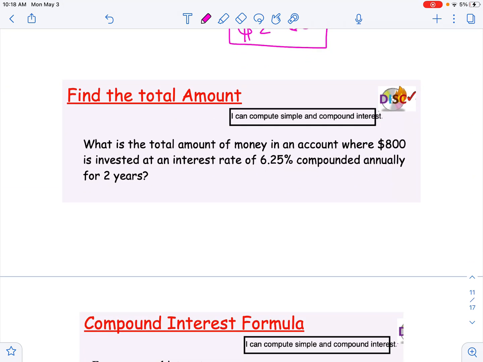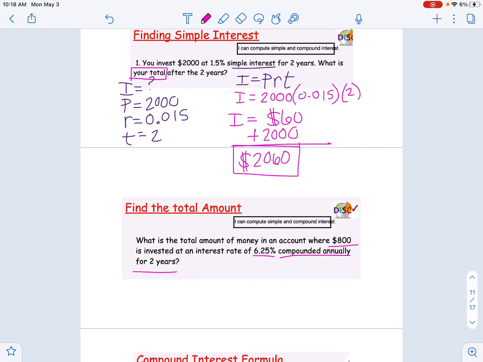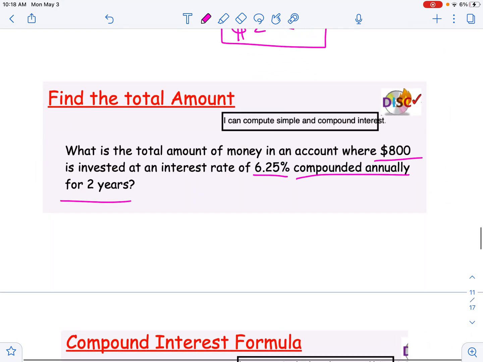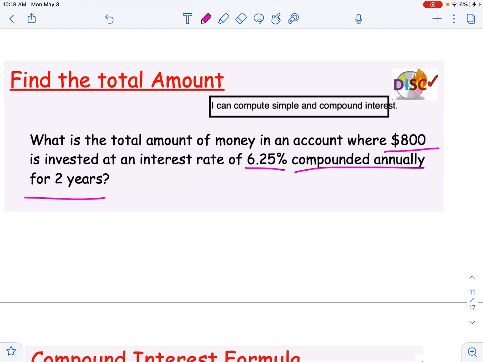So now it says, what is the total amount of money in an account where $800 is invested at an interest rate of 6.25%, compounded annually for 2 years? So compounded annually, we have to calculate year by year. And I'm going to show you a formula to do that, but I want to show you how this works first. So first I'm going to find the simple interest for 1 year.